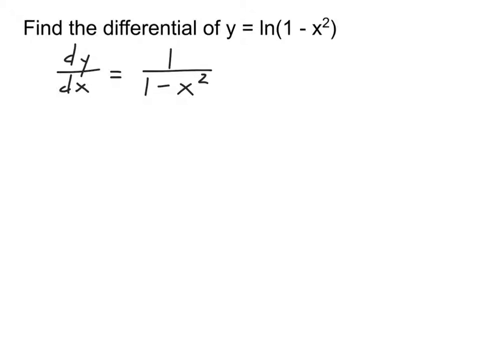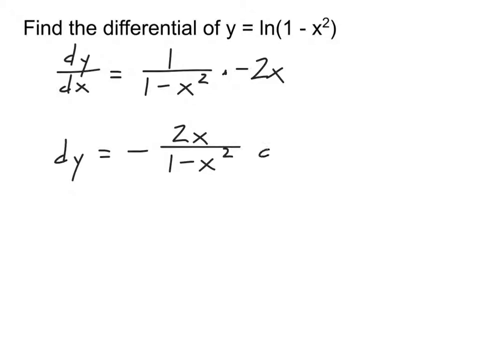Now, of course, the derivative of 1 is 0, but notice what we're left with: negative x squared to take the derivative of. And so we're going to be multiplying it by negative 2x. Now, of course, we need to multiply both sides by dx to actually make it into the differential. So dy equals, and I'll put that negative 2x into the fraction, so we'll call it negative 2x over 1 minus x squared dx. And there's our differential.